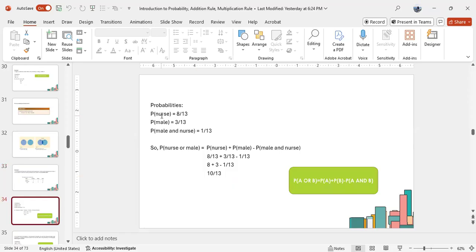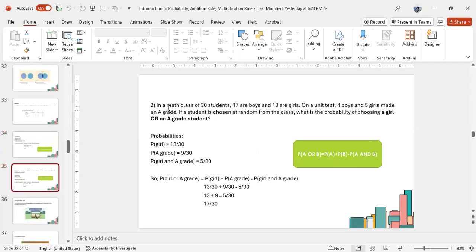You can see here probability of nurse 8/13, male 3/13, male and nurse 1/13. When we apply this formula of probability of A plus probability of B minus probability of shared space, we get the answer of 10/13. You can do the simple maths here.